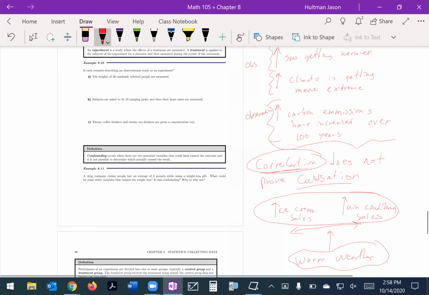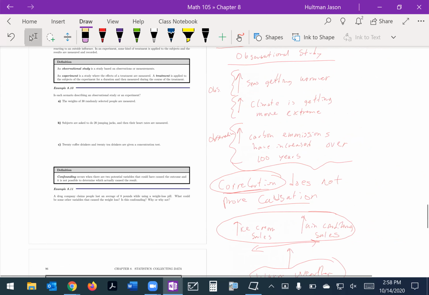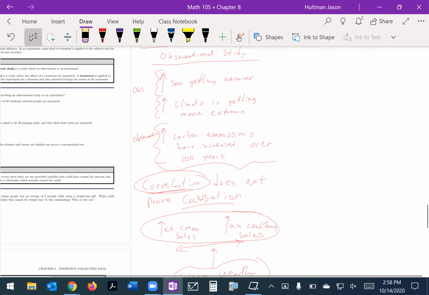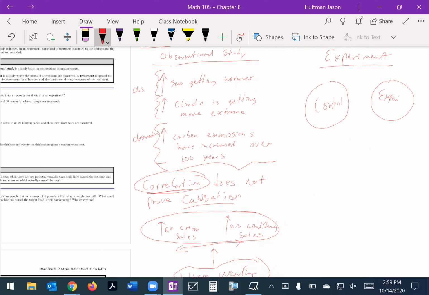So, to go back to what is an observational study, this is an observational study as opposed to an experiment. So what's an experiment? An experiment has something called a control group and an experimental group. In the control group, you have something called a placebo. Basically, we're going to introduce something that doesn't affect the outcome.